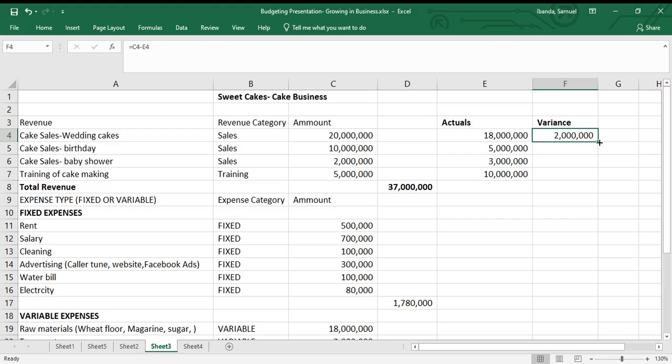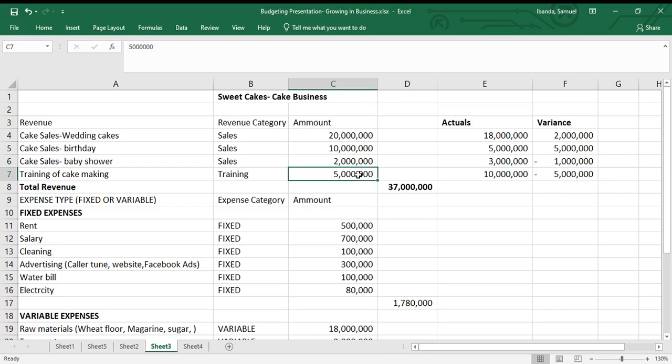What is my variance? Now, those variances help me in the next period. Okay. I'm able to know that, okay, here I budgeted for 20, here I've gotten 18. So my variance is 2 million. The next thing I'll do is, here I budgeted for 10, now I have 5 million. I'm able to get the respective differences. So as you can see, when it comes to cake, baby shower and training in cake business, I'm actually seeing a negative here. But as you can see, why this is coming in is because I basically earned more. And now, for example, at this level, if it's revenue, I'm actually doing well here, okay?